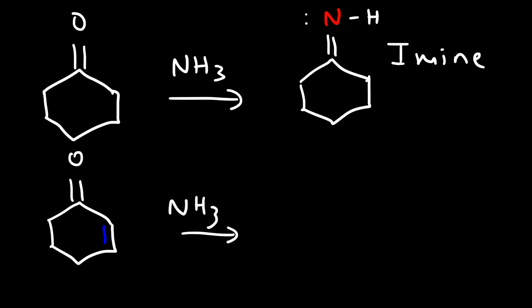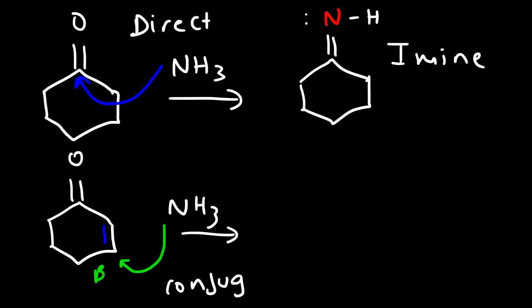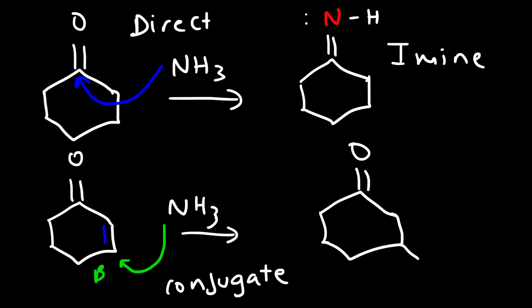So the nitrogen atom will attack the carbonyl group. Now, if we have an alpha-beta unsaturated ketone, the nitrogen atom will attack the beta carbon as opposed to the carbonyl carbon. And so it's going to favor conjugate addition as opposed to direct addition. It's important to understand that weak bases attack at the beta carbon as opposed to the carbonyl carbon. And so we're going to get this product instead if we have an alpha-beta unsaturated ketone. So the NH2 group is going to go here.